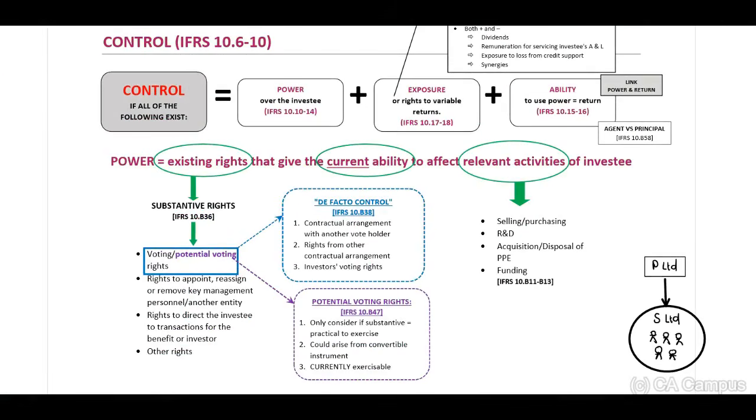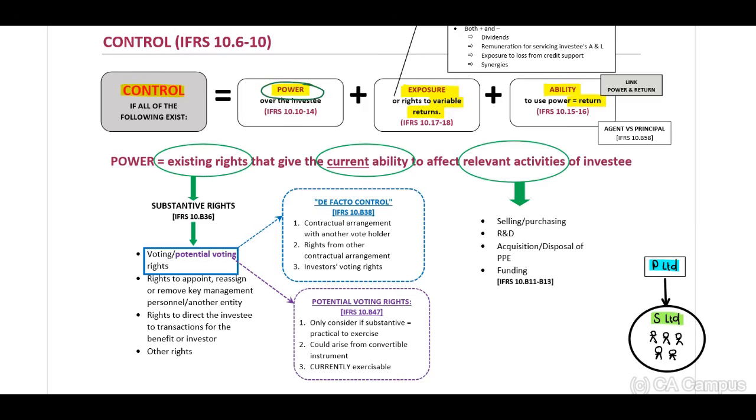Let's take this one step back. When you look at the right side of my screen, the bottom, remember we have P Limited, which has an investment in S Limited, and we now need to identify if P Limited has control over S Limited. Remember, control will exist when we are able to identify that there's power over the investee plus exposure or rights to variable returns plus the ability to use the power to affect the return, which is the link between our power and return. Therefore, first, we will have to identify if there is power.